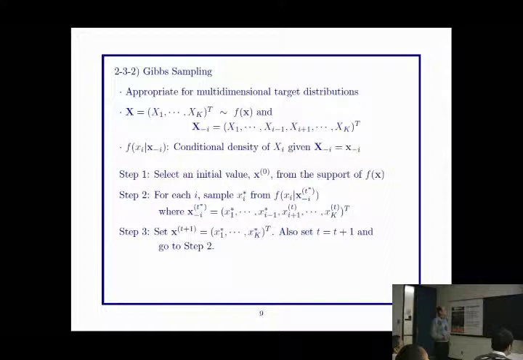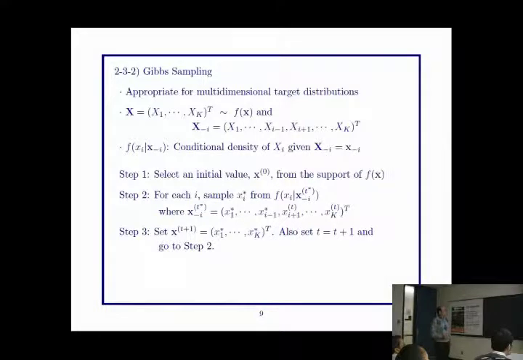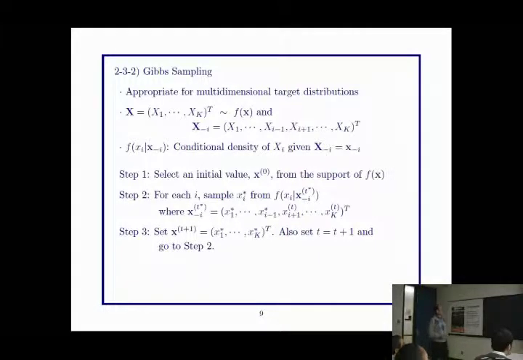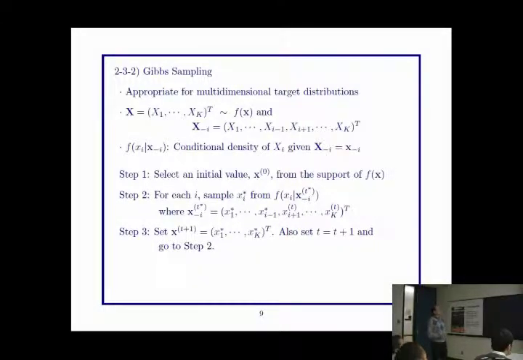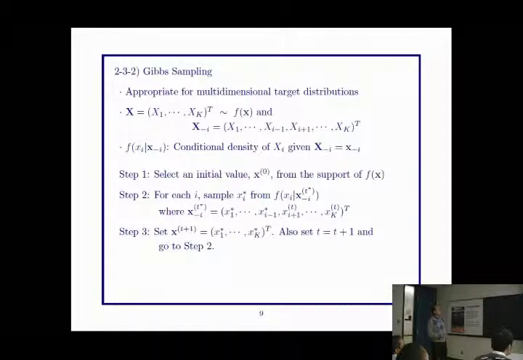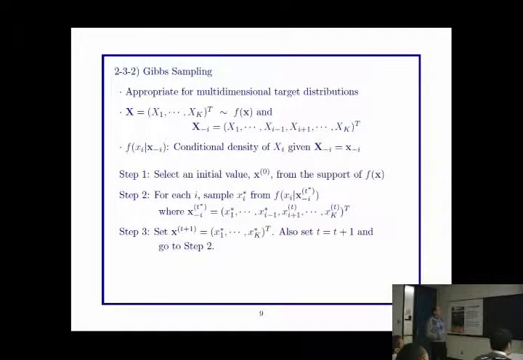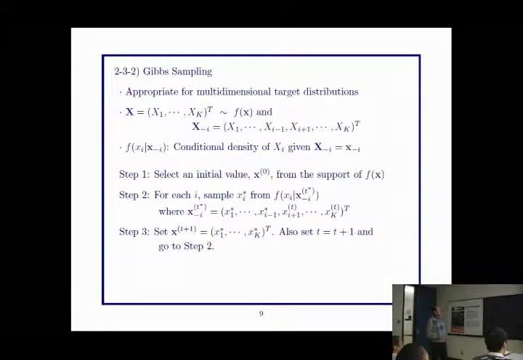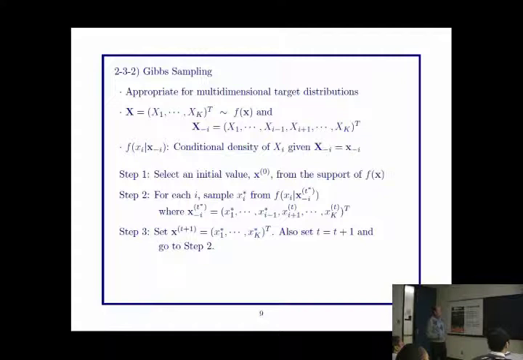Then actually the sequence of this is also a Markov chain. That is a kind of multivariate version of Markov chain, and it will converge to the distribution. The process will converge to the stationary distribution, which is this.